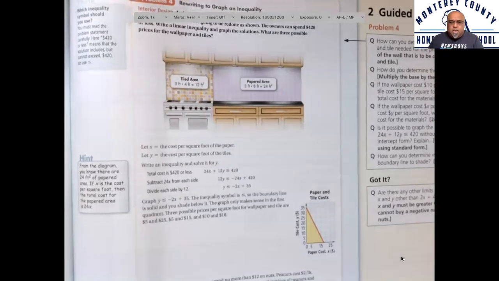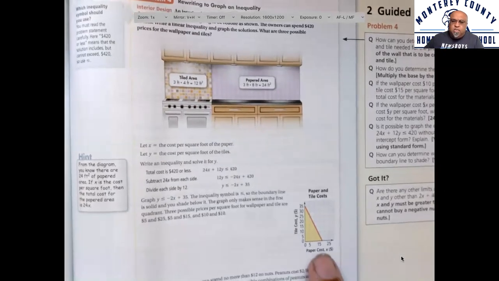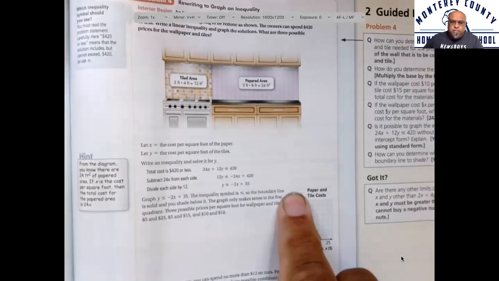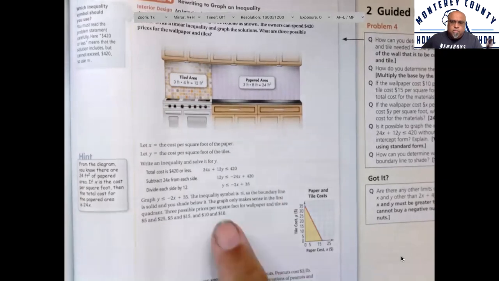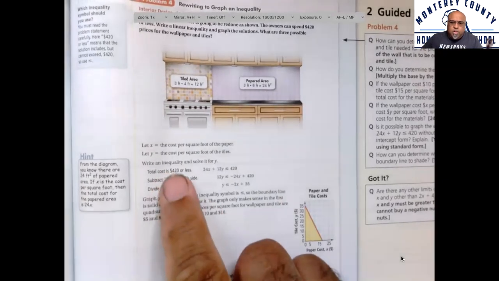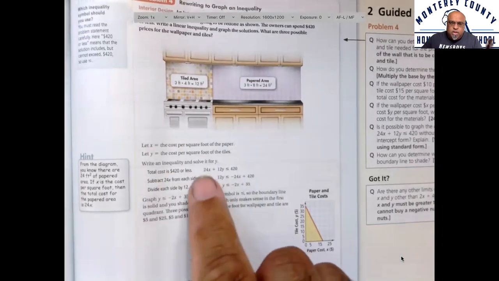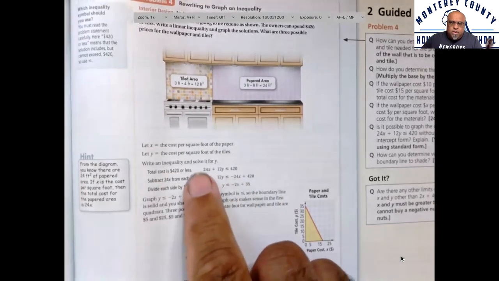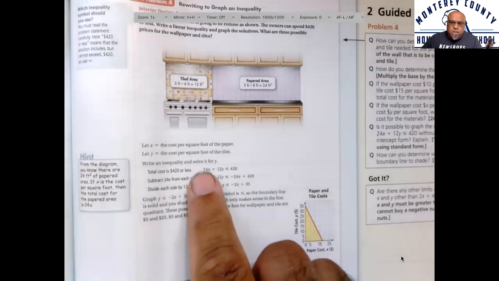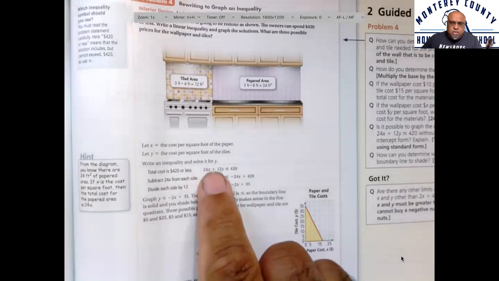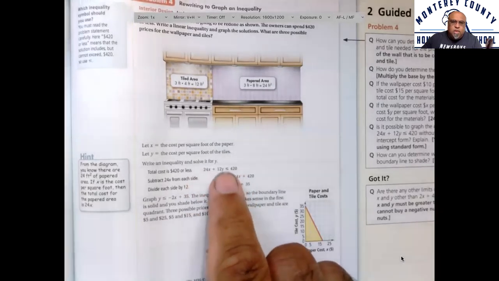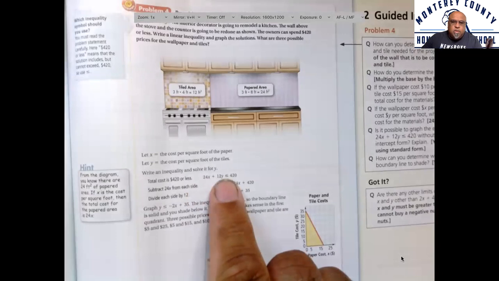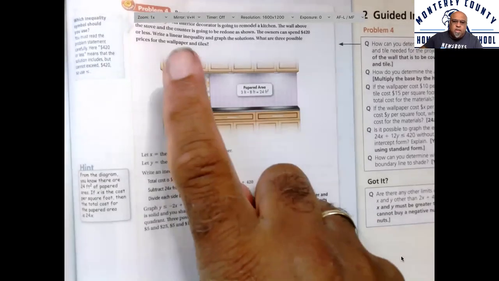Okay, and you can see here that it's actually been put on a graph. So here's how we get this into slope-intercept form. The total cost is $420 or less. So we write this as 24 times x, meaning the paper, plus 12 times y, the cost of the tile, is less than or equal to 420. And we use less than or equal to because the original problem said $420 or less.